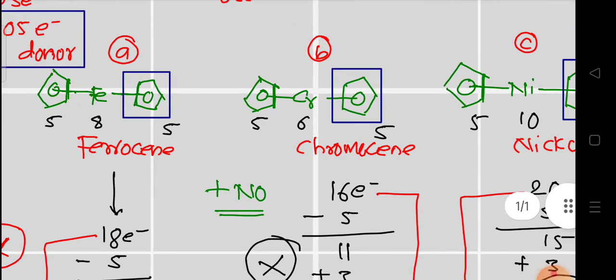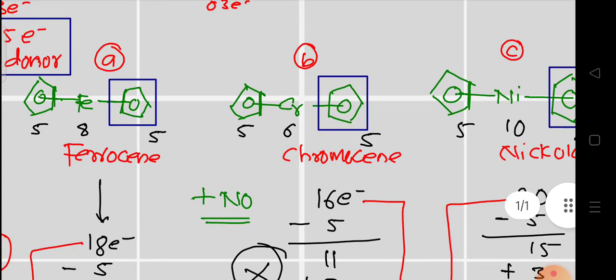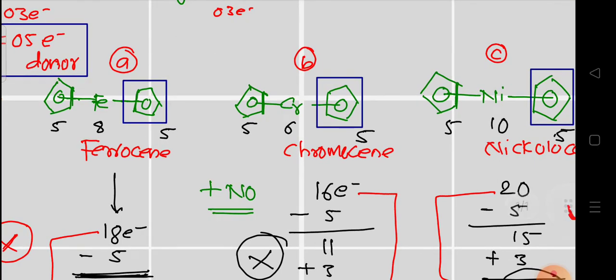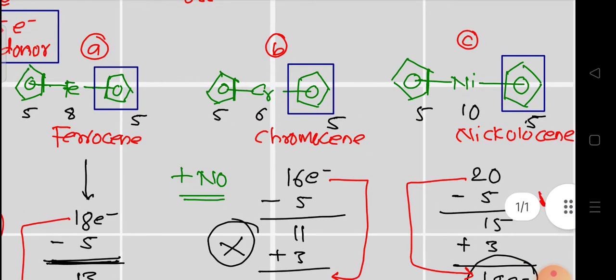So suppose I have the question, so I have some metallocene complexes given in this: suppose I have ferrocene, chromocene, nickelocene. So among these three complexes, which one will have easier substitution by NO taking place?